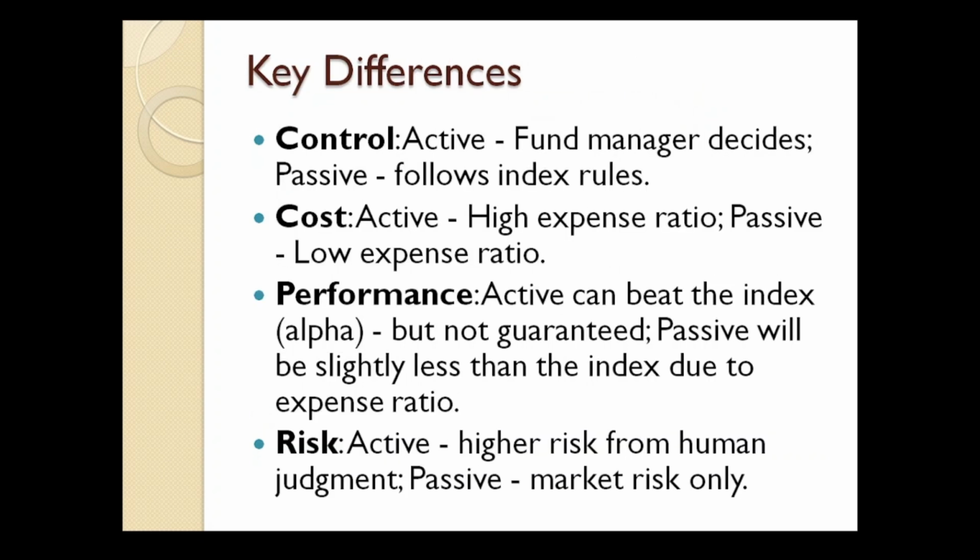Okay, so let's see the key differences between active and passive funds. Control. In active funds, the manager decides, and passive funds follow index rules. Cost. In active there is a high expense ratio. In passive there is a low expense ratio. Performance. Active can beat the index, alpha, but not guaranteed. But passive will be slightly less than the index due to the expense ratio. Risk. Active funds include higher risk from human judgment. And in passive funds, it's market risk only.